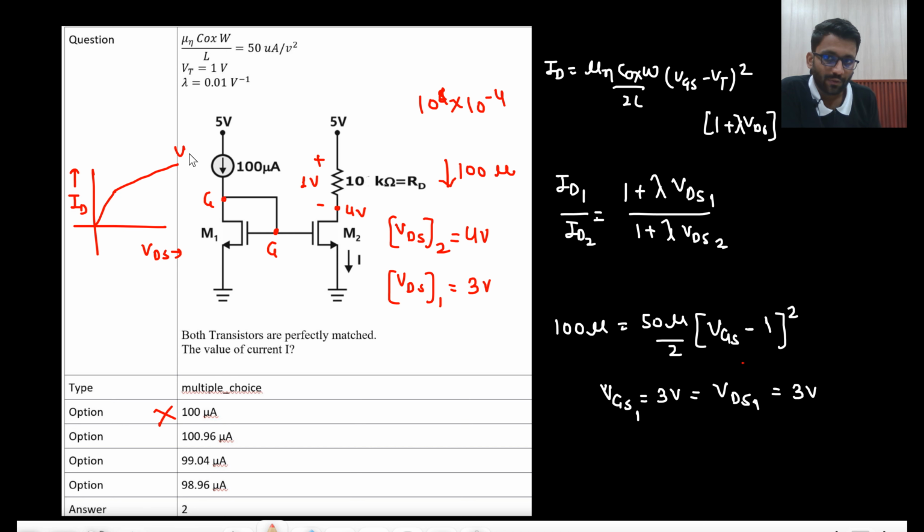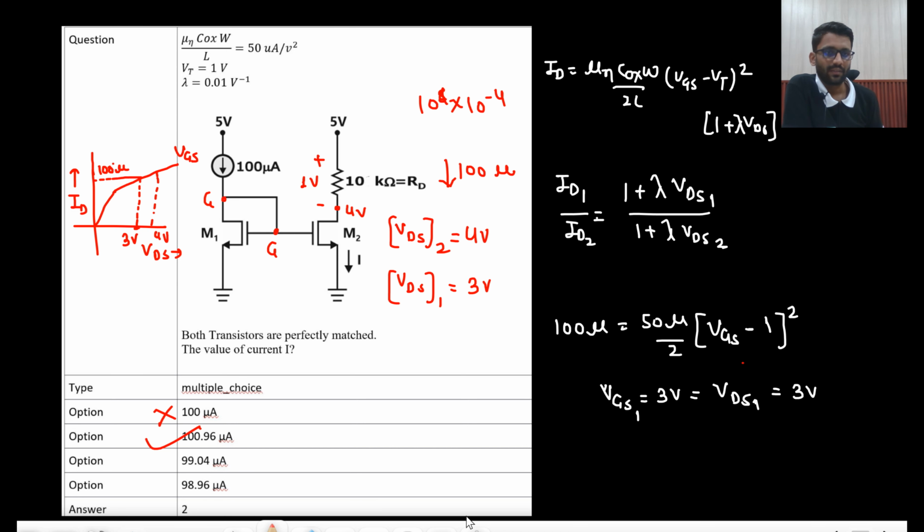Now this is for the same VGS because both have the same VGS. When you are at VDS equal to 3 volt, this is the current. Now you got to know that if you say that 100 microampere current is flowing, at that time your VDS is coming 4 volt. This was your VDS 3 volt, but actually your VDS is coming 4 volt. That means certainly your current will be greater than 100 microampere. Say yes or no. So which is the only option?